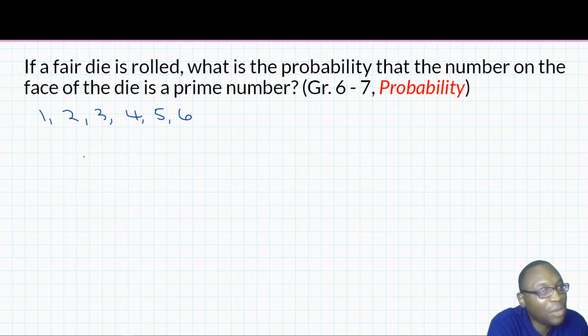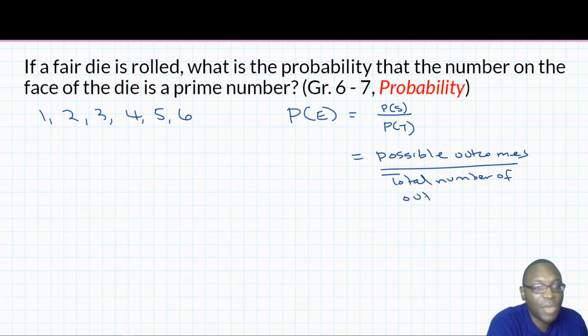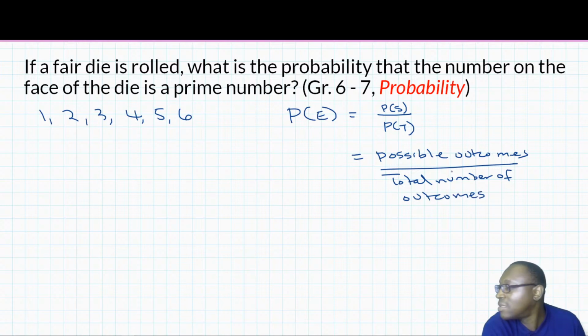So now we want to find out what is the probability. So let me explain to you what probability is. The probability that an event happens is the possible chances divided by the total chances. Okay? So this is going to be possible outcomes divided by the total number of outcomes. All right, so let me show you what that means in this case.